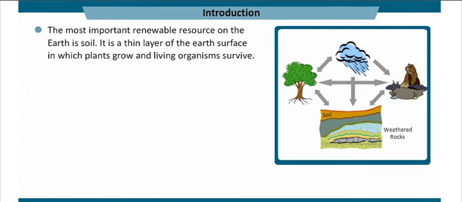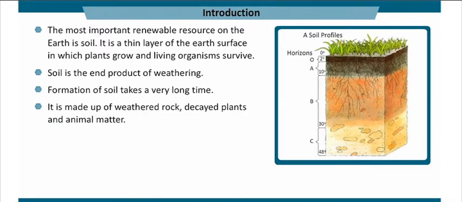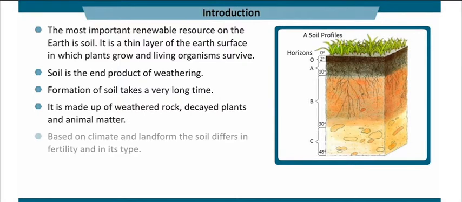It is a thin layer of the earth's surface in which plants grow and living organisms survive. Soil is the end product of weathering. Formation of soil takes a very long time. It is made up of weathered rock, decayed plant and animal matter. Based on climate and landform, the soil differs in its fertility and in its type.